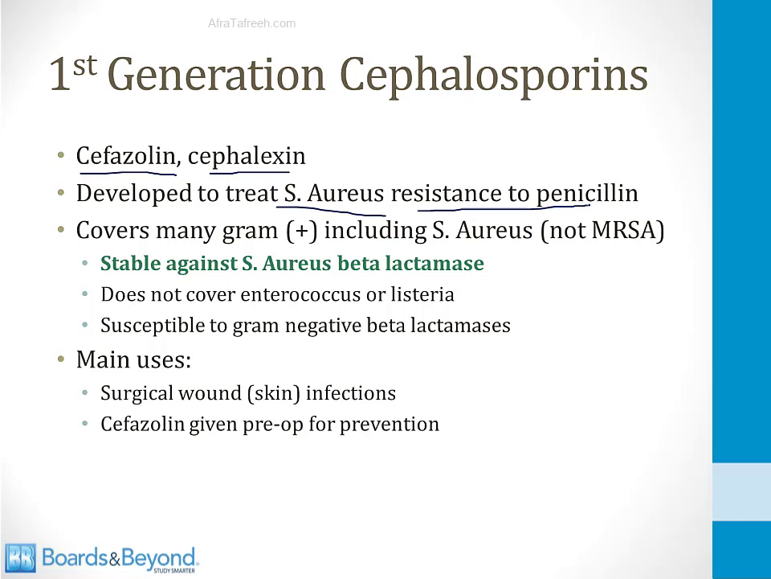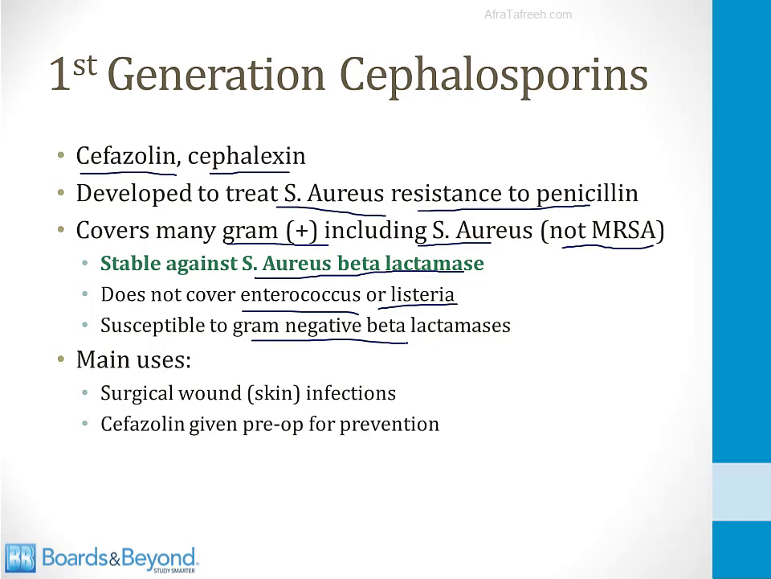So if you know that, it's easy to remember that these antibiotics cover many gram-positives, including Staph aureus, although not MRSA. They are stable against the Staph aureus beta-lactamase. You can think of them as similar drugs to the anti-staphylococcal penicillins like dicloxacillin and nafcillin. They do not cover Enterococcus or Listeria, so they're not used for these gram-positive infections, and they are susceptible to most gram-negative beta-lactamases, so they're not used for gram-negative infections.